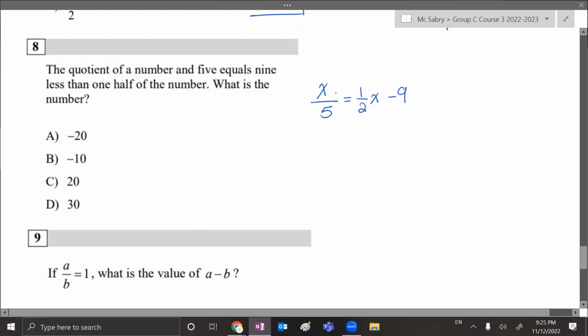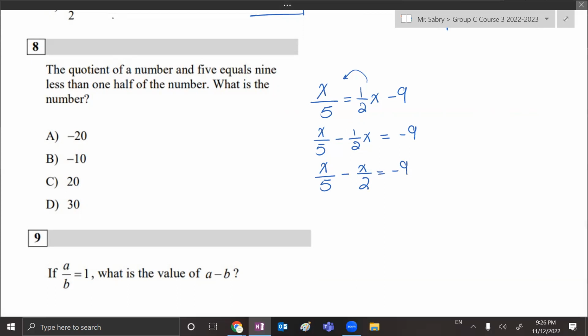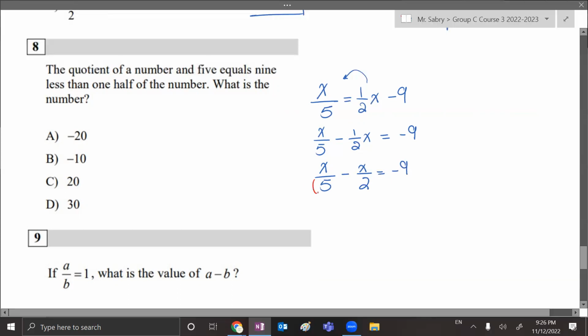Now, I will put the x's on one side and the numbers on the other side. So I'll move this half x to the other side. I have now x over 5 minus half x equals negative 9. The half x is the same as x over 2. So now in order to subtract these two, I have to have the same denominators. So I'll multiply by 2 here up and down, and I'll multiply by 5 here up and down. That would get me 2x minus 5x over 10 equals negative 9.